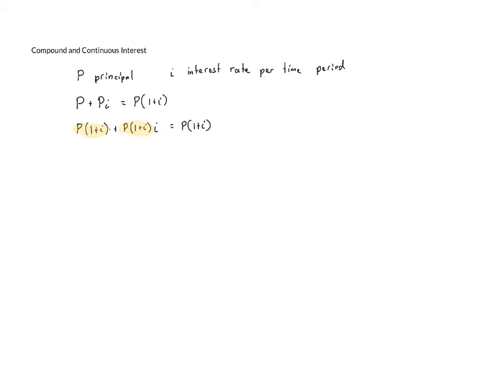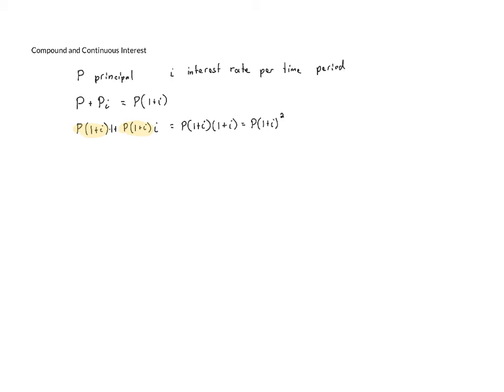Well, this first one is multiplied by 1. So we've got a leftover of 1 from the first term, and we've got this I as the leftover from the second term. So we've got P times 1 plus I times 1 plus I, or P times 1 plus I squared. And so effectively, every time the money is left in for one time period, or one compounding period, which is what we call it, it gets multiplied by 1 plus I.